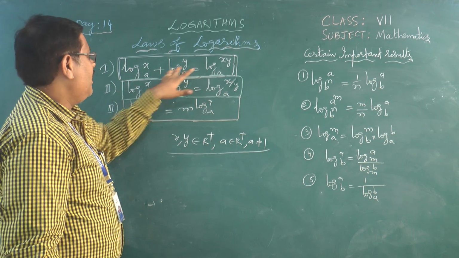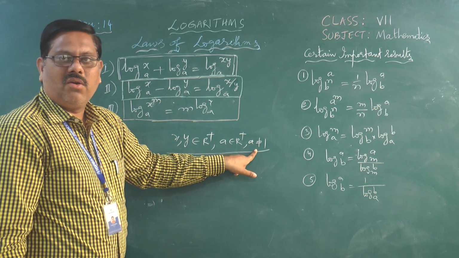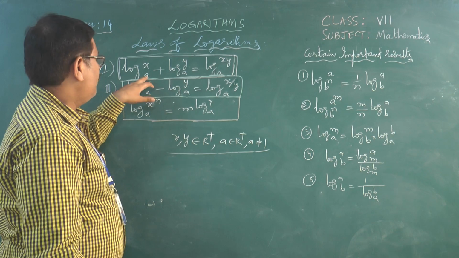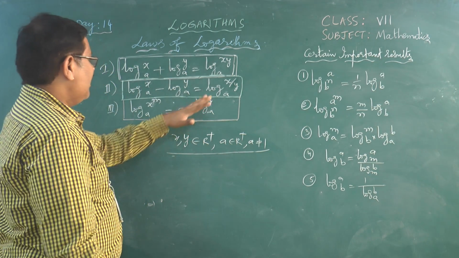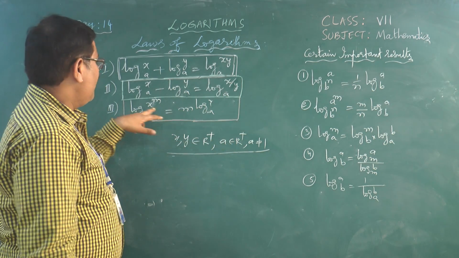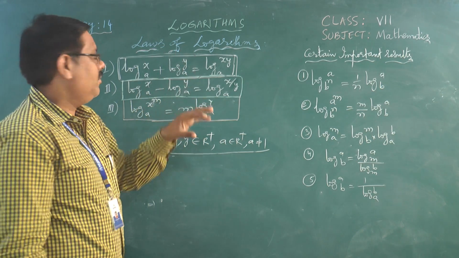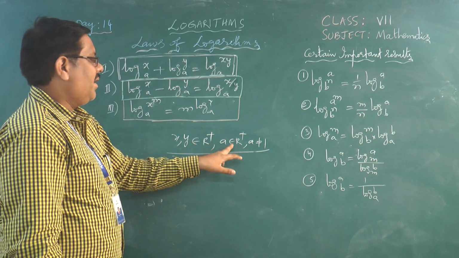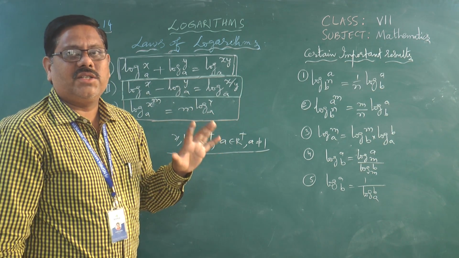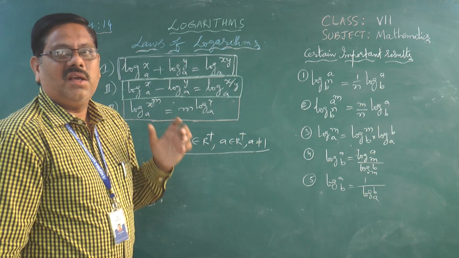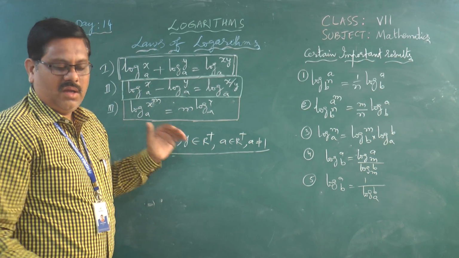Here x and y as well as a all must be positive real values, and there is a restriction on the value of a as it is in the base position. The value of a should not be 1. Okay, these conditions should be followed. Here m can be any real number, no restriction on m. Okay, m can be any value, but x, y and a must be positive real values and a should not be 1. These are the conditions to be obeyed if you want to apply these three laws of logarithms.